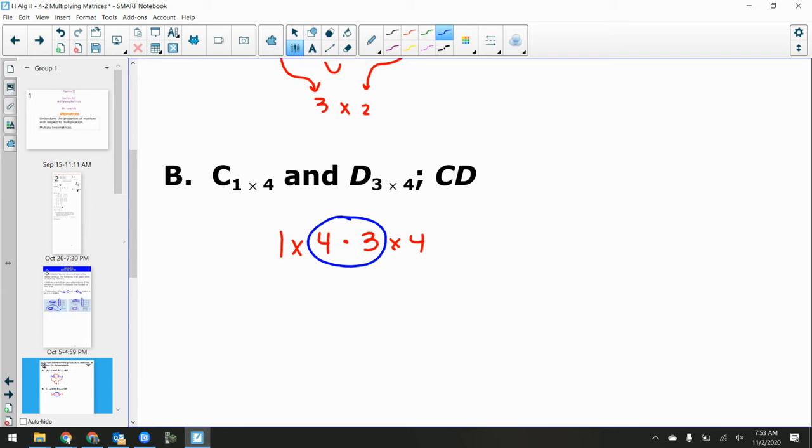The only thing that matters is the number of columns in A matching the number of rows in B, or in D in this case, C and D. So no, I cannot multiply those together. CD is undefined. There is no solution to CD. Does that make sense? That's just the rule to follow on if we can multiply.